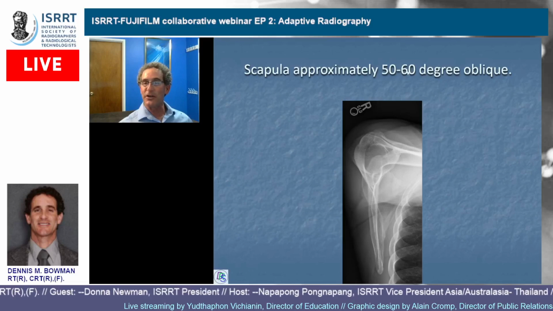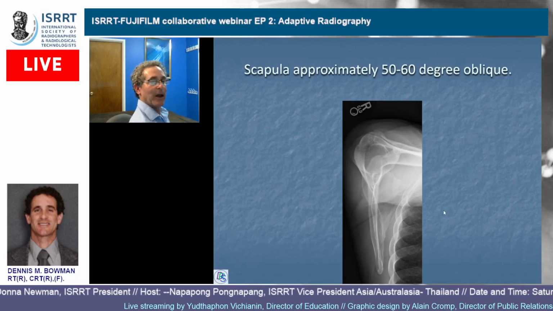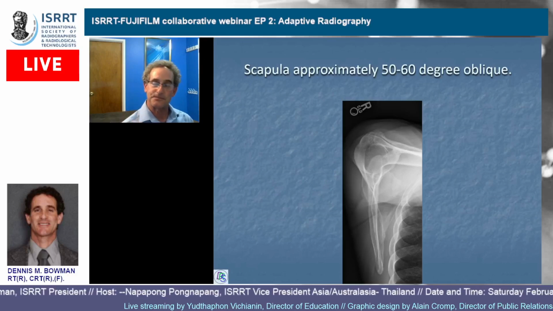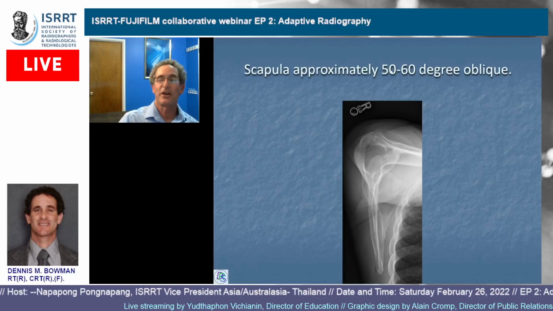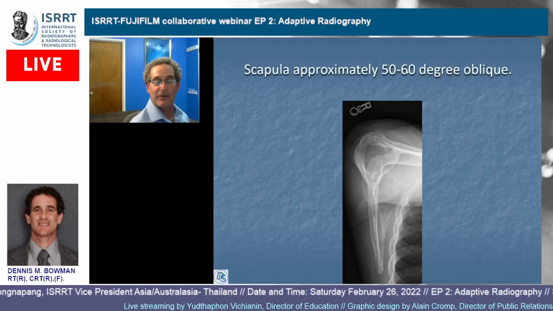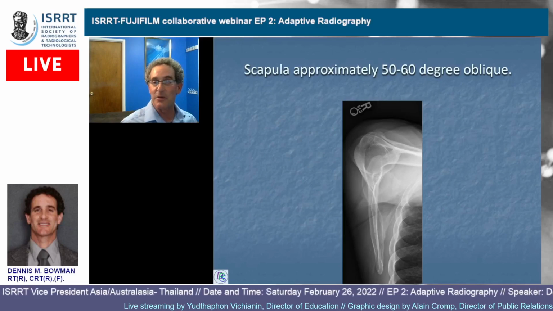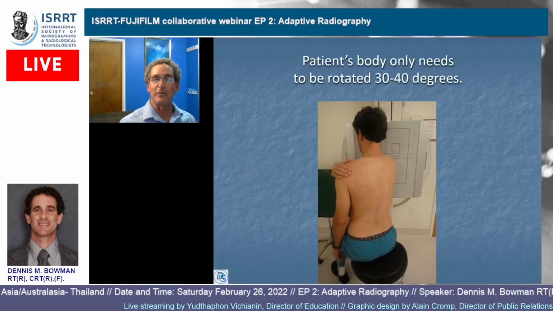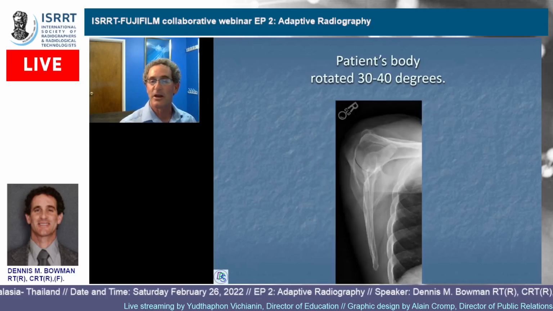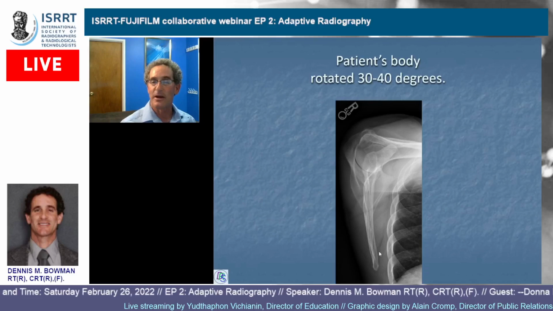But if it is 50 to 60, which it is, then how much do you need to oblique their body to get a perfect lateral? And the answer is, well, if it was 50, they need to go 40 degrees. And if it was 60, they need to go 30 degrees. And that's the only bit of oblique you need to do to get them into a lateral. So there you can see that's exactly what we've done. We've rotated them 30 to 40 degrees. And now there's your perfect lateral scapula with the humerus coming straight across.